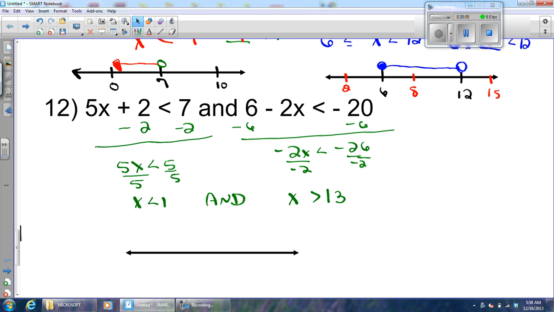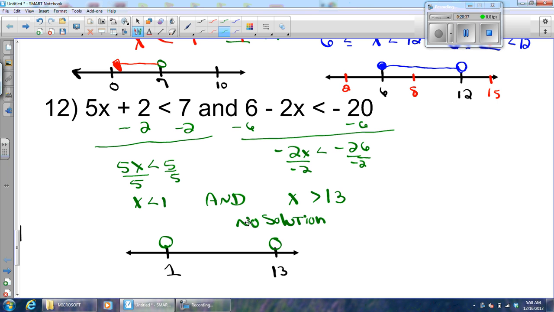I'll put 1 on my number line. I'll put 13 on my number line. They'll both be open points. Now I need the numbers that are less than 1 and greater than 13. This problem has no solution to it. Definitely no solution, because you can't find me a number that is less than 1 and greater than 13. It's not going to happen.